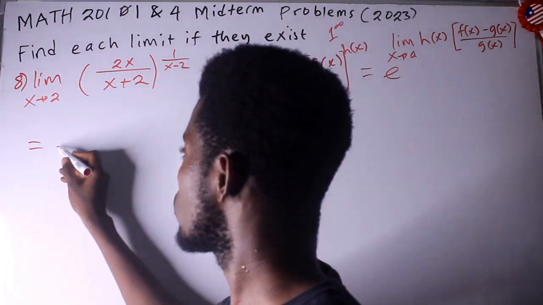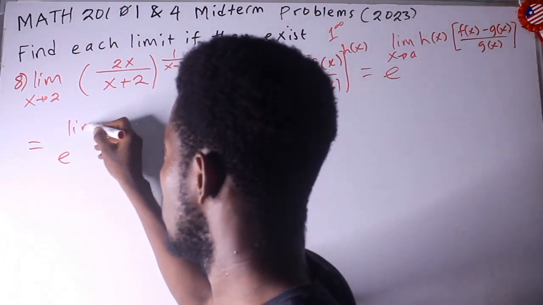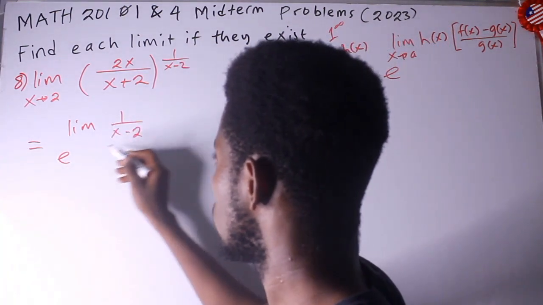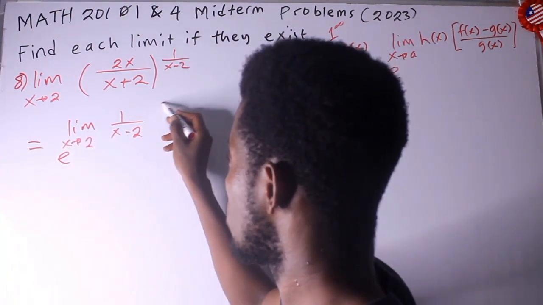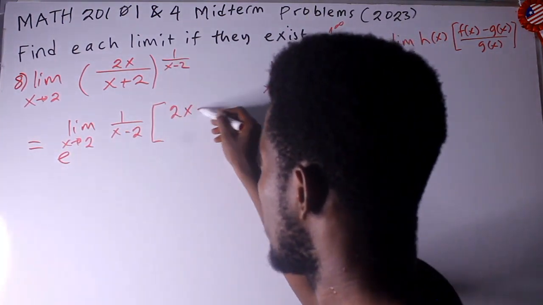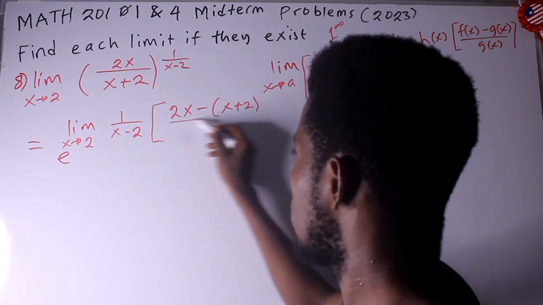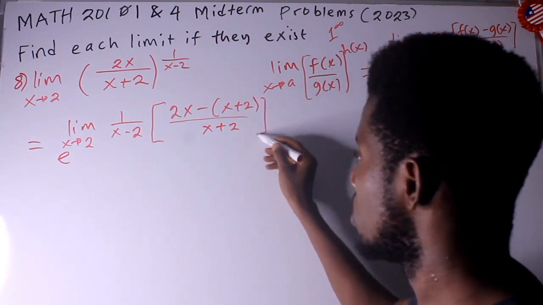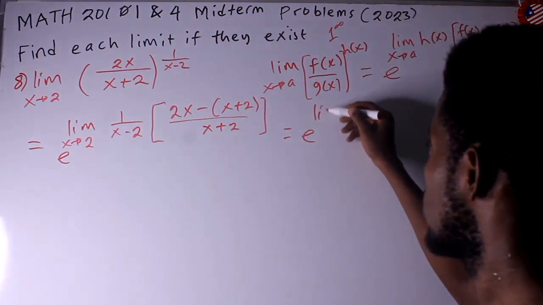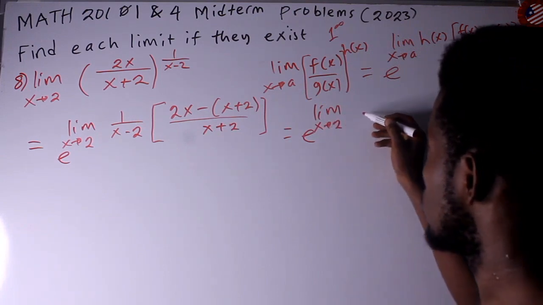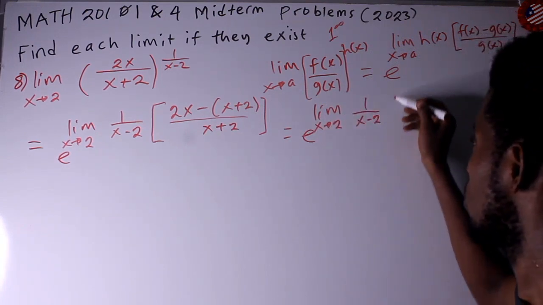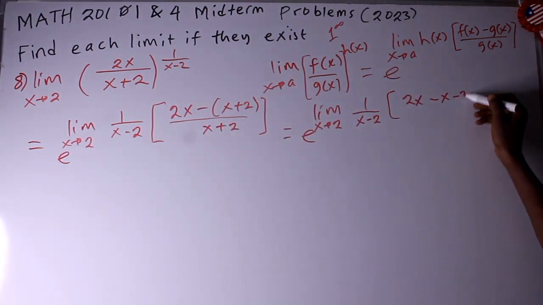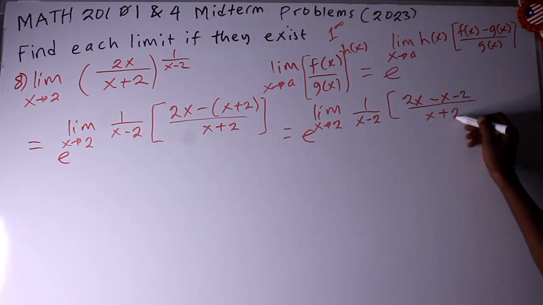So this will be e raised to the power of the limit of h of x, that's 1 over x minus 2, now x is approaching 2, multiplied by f of x minus g of x all divided by g of x. g of x is the denominator, x plus 2. And then if we simplify this, we'll have e raised to the power of the limit as x approaches 2 of 1 over x minus 2 times, so this is going to fit everything in there, 2x minus x minus 2, all divided by x plus 2.